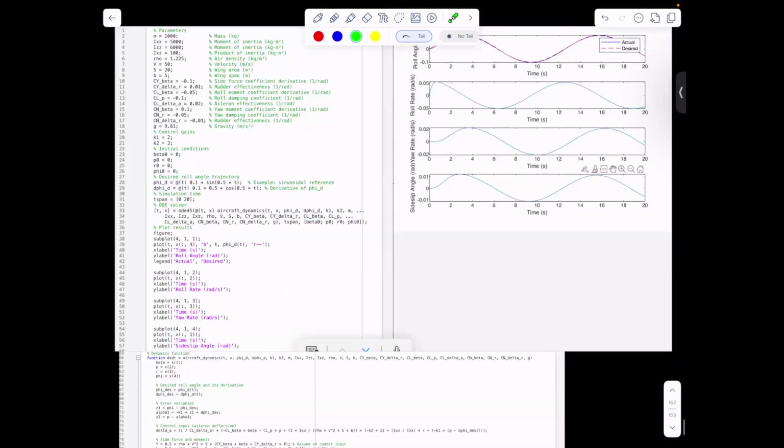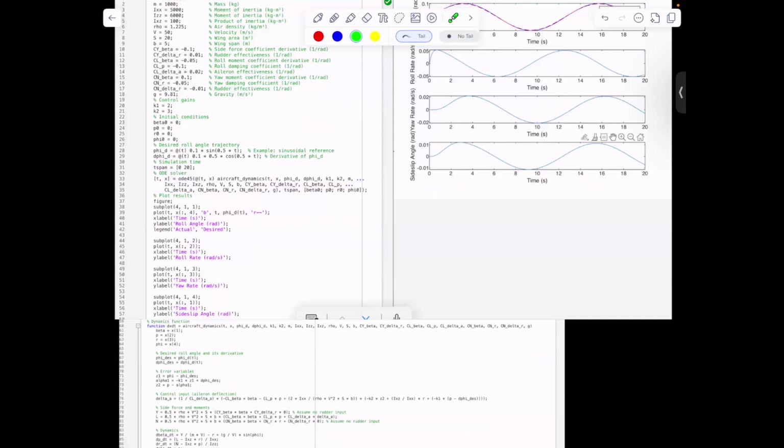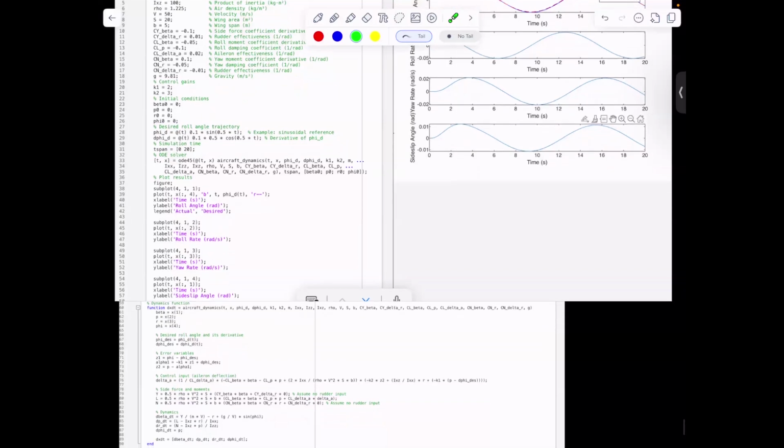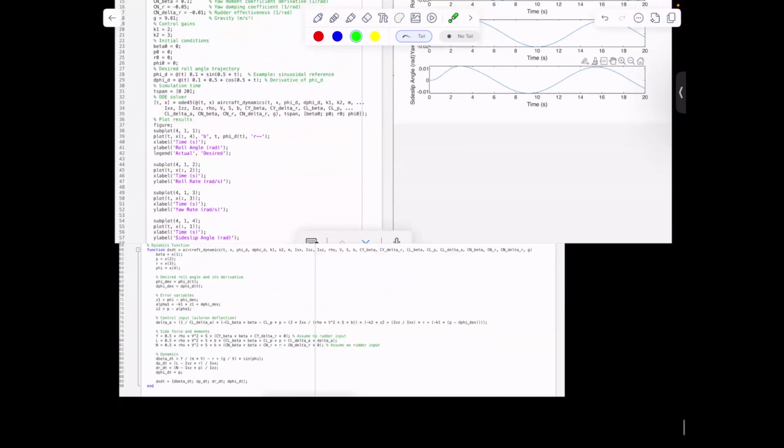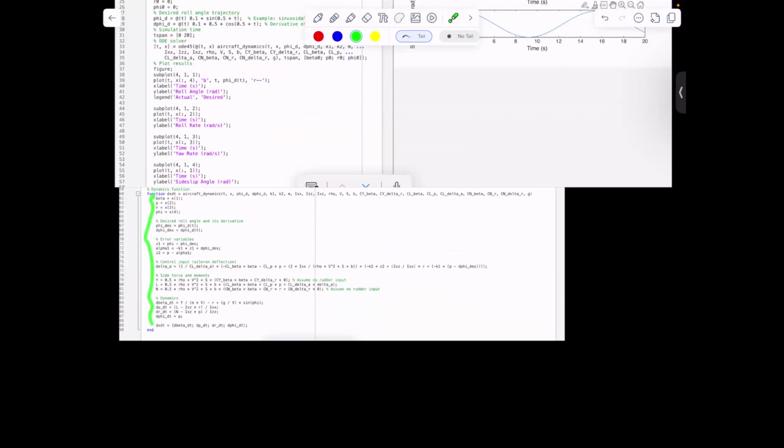Now, these are the initial conditions for the states to solve the dynamics. And this is the desired trajectory of phi d and phi d dot. And this is the simulation time, total 20 seconds. And we have used the ODE solver to solve the dynamics. And here are the commands for the plots and figures. And this is the dynamic equation we have written here. So the aircraft dynamics is here. We have defined the states as x1, 2, 3, 4 like that.